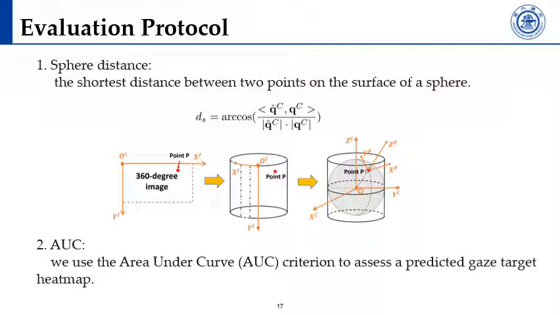Previous methods usually use the L2 distance between the predicted gaze target and the ground truth gaze target as the evaluation metric. However, in the equirectangle image, the L2 distance is no longer proper, so we define a new evaluation metric, the sphere distance, which is the shortest distance between two points on the surface of the sphere. And we also use the area under curve criterion to assess a predicted gaze target heat map.